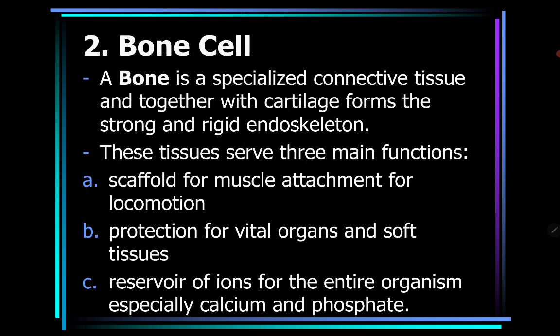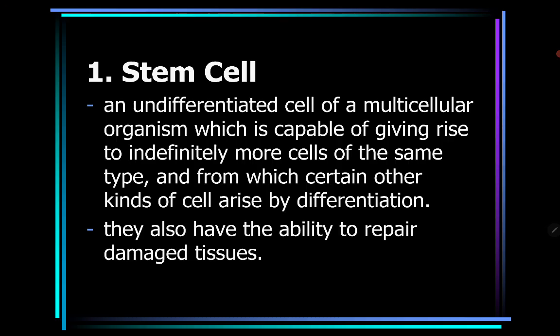So first is the stem cell. So it is an undifferentiated cell of a multicellular organism which is capable of giving rise to indefinitely more cells of the same type and from which certain other kinds of cell arise by differentiation. They also have the ability to repair damaged cells.